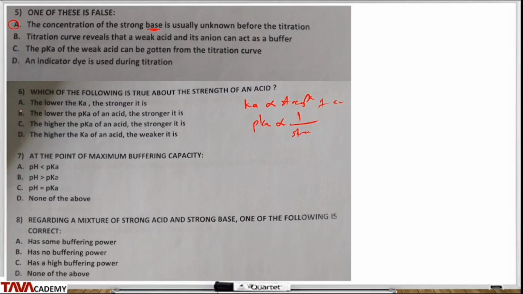This is actually correct. Option B is correct. She said the higher the pK of the acid, the stronger. That's wrong. The higher the pK of the acid, the weaker. No, that's actually wrong. So B is correct.